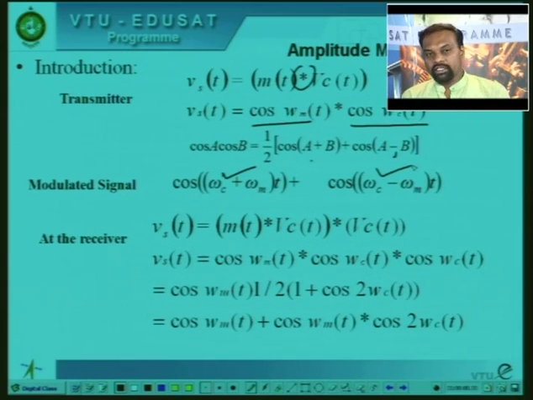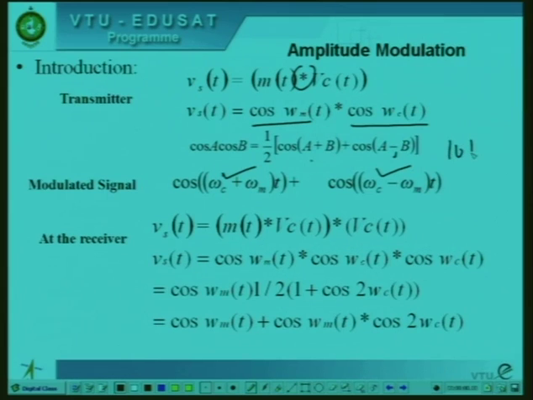Suppose omega c is 100 kilohertz and omega m is 1 kilohertz. After the multiplication process, you get 101 kilohertz as one frequency and 99 kilohertz as the other frequency. So by assuming that omega c is 100 kilohertz and omega m is 1 kilohertz, if you take this, what happens now?